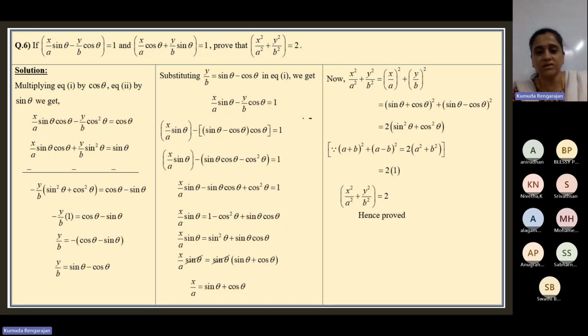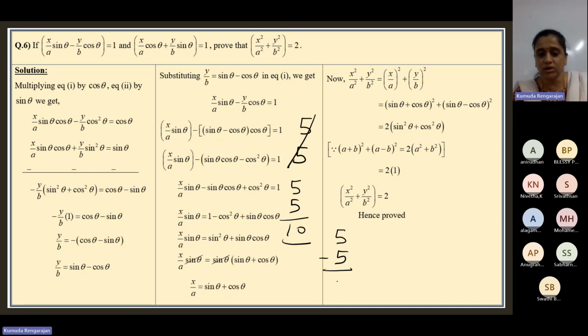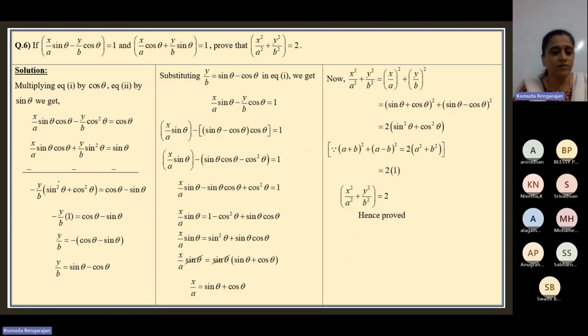See, earlier it is like 5 and 5. 5 and 5, you cannot cancel. 5 and 5 is 10. It should be 5 and minus 5. Then only 5 minus 5 is 0. That means you can eliminate them like that. 0. That's why we slash it. The value is 0. See, if you don't change the signs, it's x by a sine theta cos theta plus x by a sine theta cos theta. Like x plus x you have. X plus x is 2x. You cannot cancel. It should be x minus x.